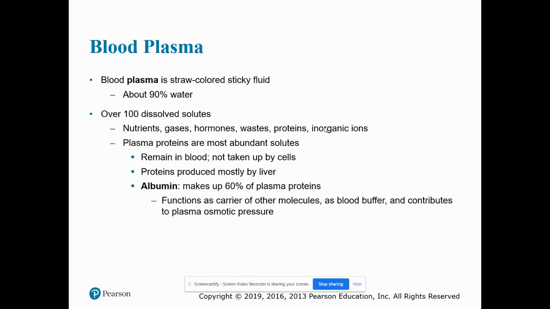And then plasma. So plasma is a straw-colored sticky fluid. It's about 90% water. And then there's over 100 dissolved solutes in plasma. This is going to include things like nutrients, gases, hormones, waste, proteins, inorganic ions. But the most abundant are going to be the plasma proteins. The plasma proteins are going to stay in the blood. They're not actually taken up by cells, and they're produced mostly by the liver. The plasma protein that is the most abundant is going to be albumin, and this is going to function as a carrier of other molecules, as a blood buffer, and it's also going to contribute to plasma osmotic pressure.